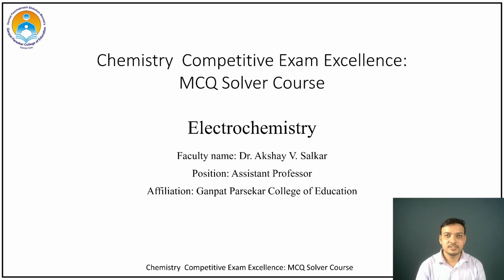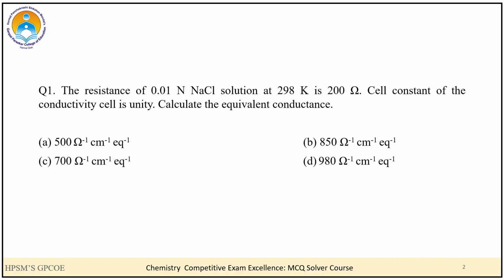In today's session, we are going to see some commonly asked MCQs based on electrochemistry. Let us look at the first problem. The resistance of 0.01 normal NaCl solution at 298 Kelvin is 200 ohms. Cell constant of the conductivity cell is unity. Calculate the equivalent conductance. The options given are 500, 850, 700 and 980 per ohm per centimeter per equivalent.